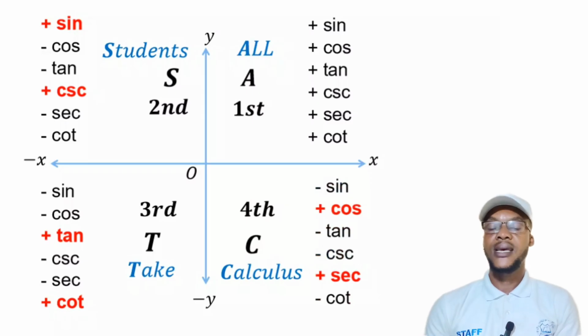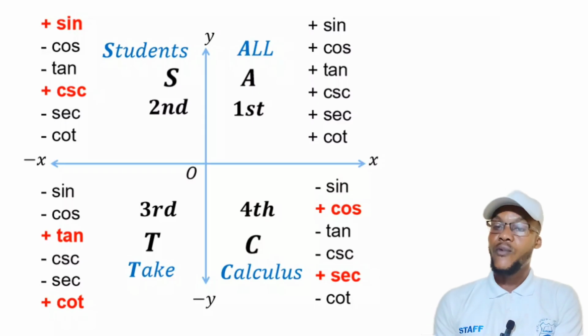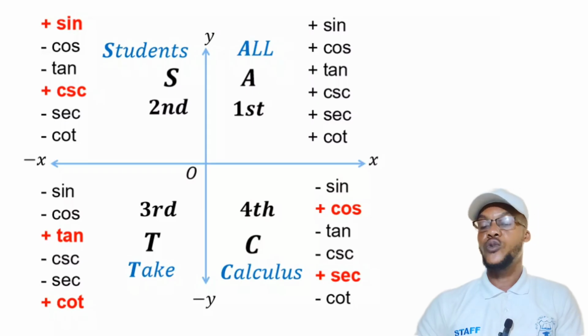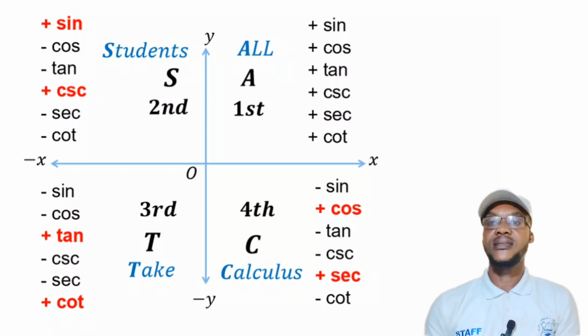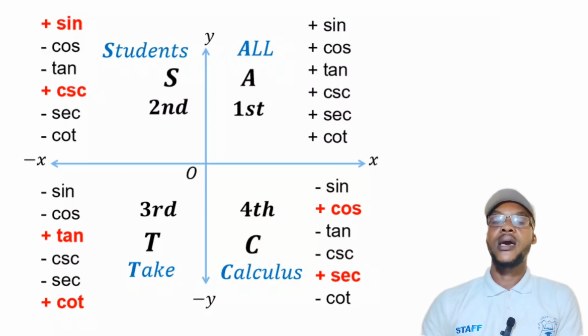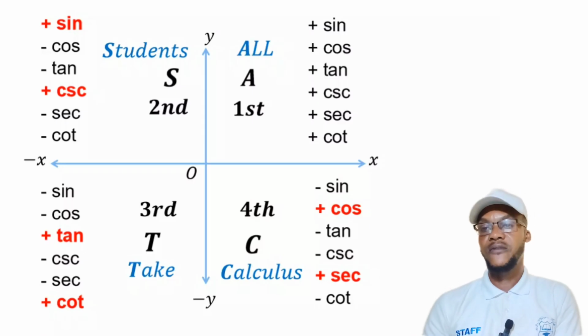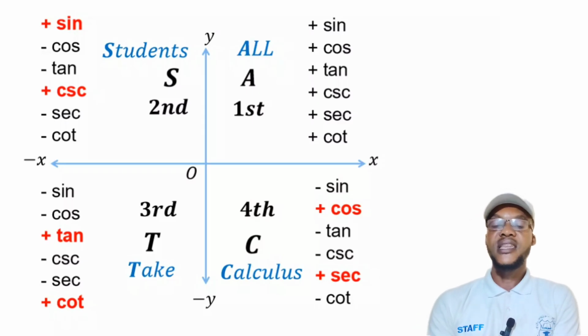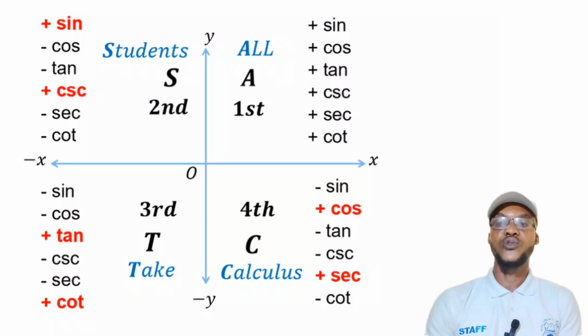My dear students, this is not just there for nothing. It means, putting all this together: All Students Take Calculus, or you are using the CAST. That is what it means. It's just there to help you remember, so that if you get a question and you are drawing your right angle in any of the quadrants, then you know what to do.